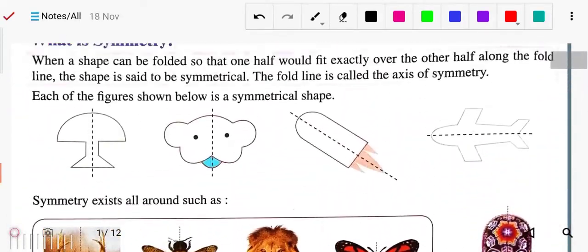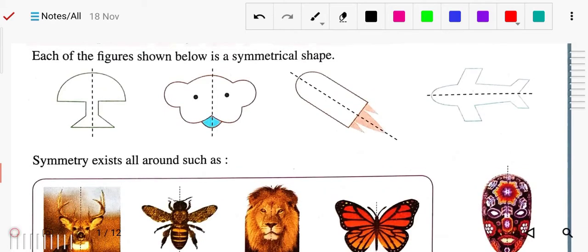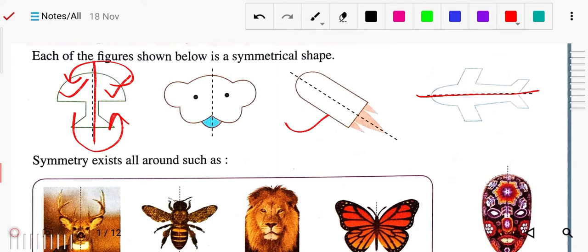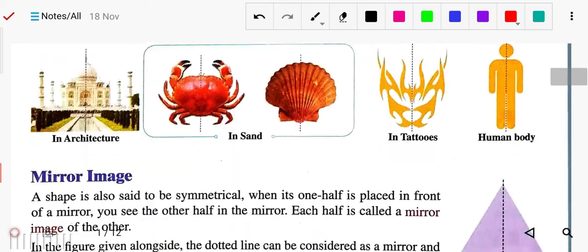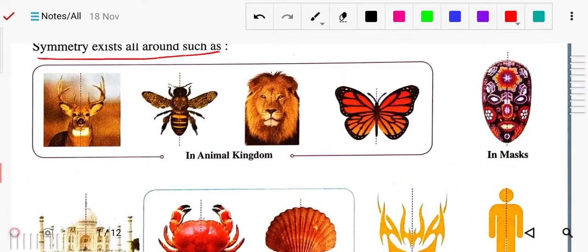Now some more things, you can understand from here. If you fold it from here, this part and this part will cover each other. Similarly here also you can see the symmetry axis all around, such as in the butterfly. This part will fold over here and be covered exactly. From here also, this part will exactly cover this part. So this is called the line of symmetry or axis of symmetry.